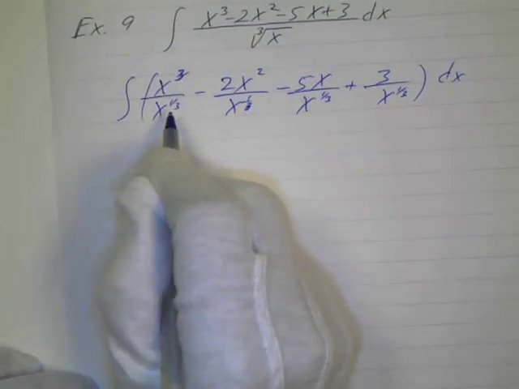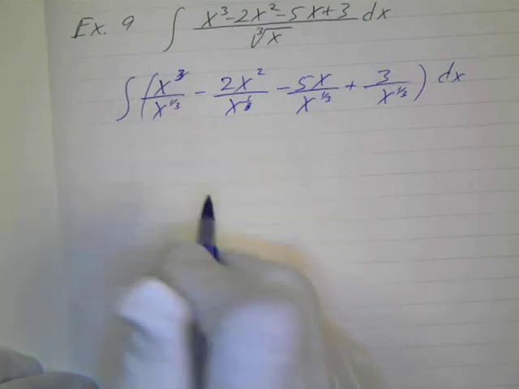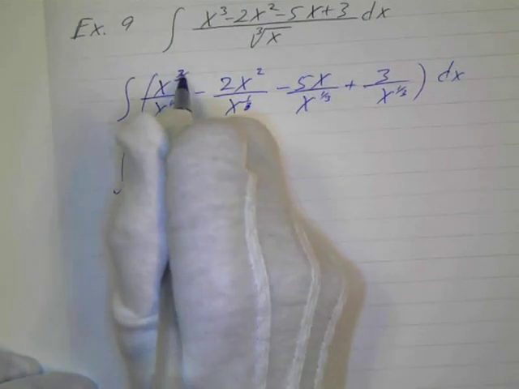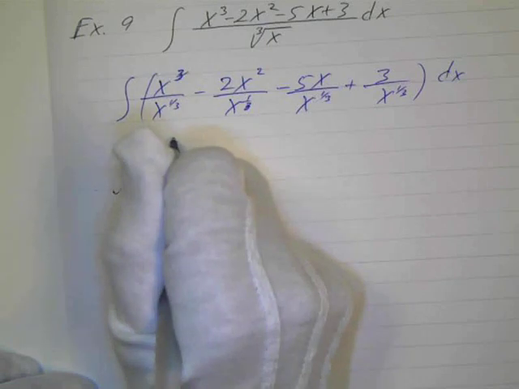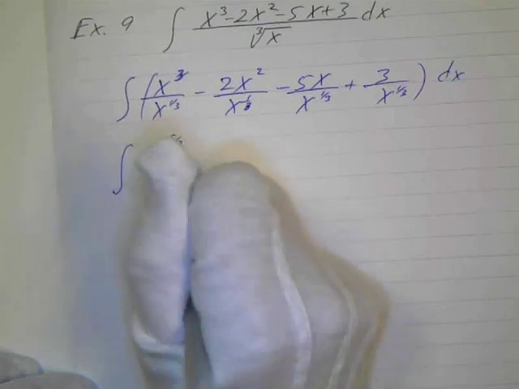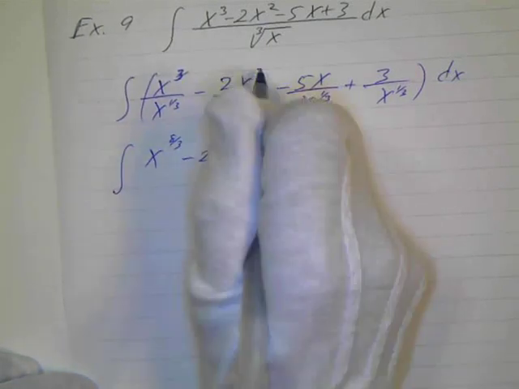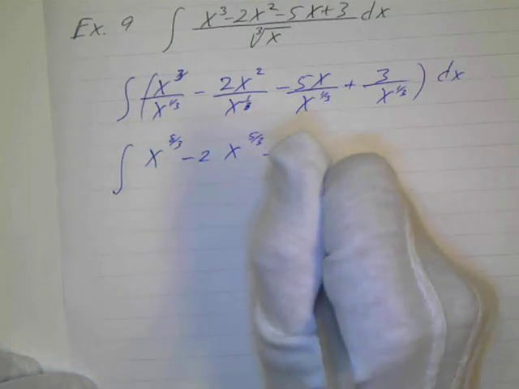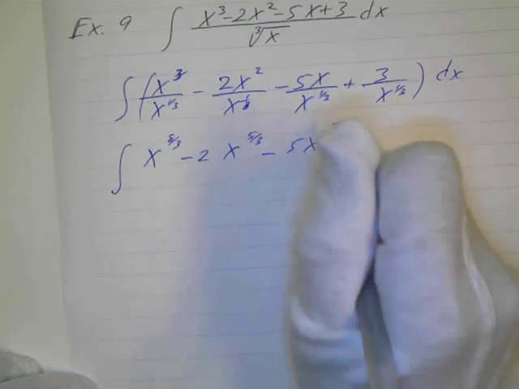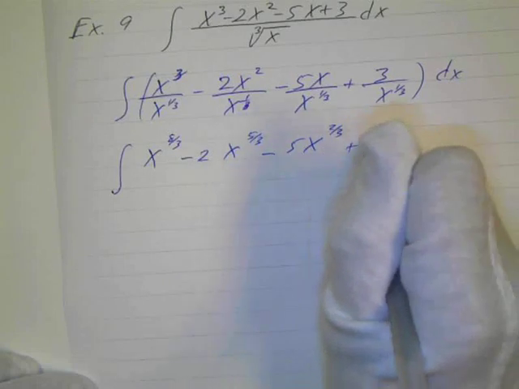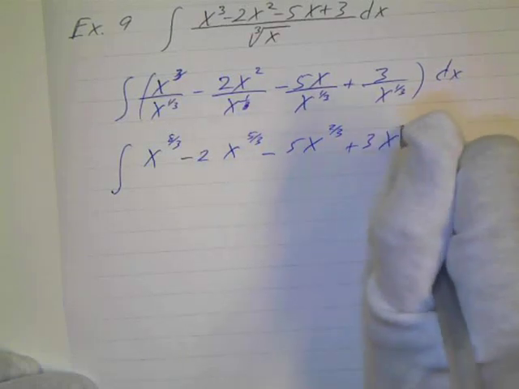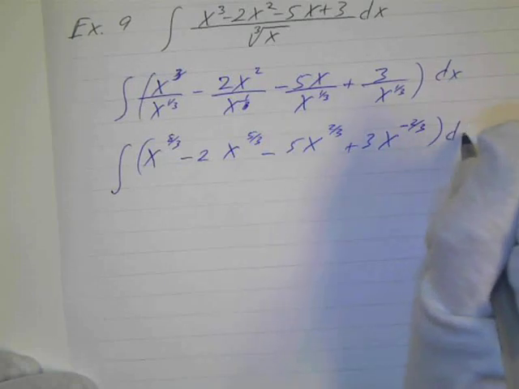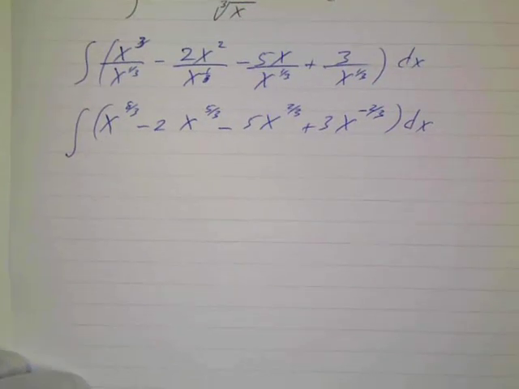And then to simplify each of these, remember when you divide, you subtract the exponents. So this is going to be the integral of x to the, and this is like 3, which is 9/3, minus 1/3, which would be 8/3. Minus 2 times x to the 6/3 minus 1/3 is 5/3. Minus 5 times x to the 3/3 minus 1/3 is 2/3. Plus 3, and I'll just bring this up as x to the negative 2/3, all dx. Okay, hope that makes sense.